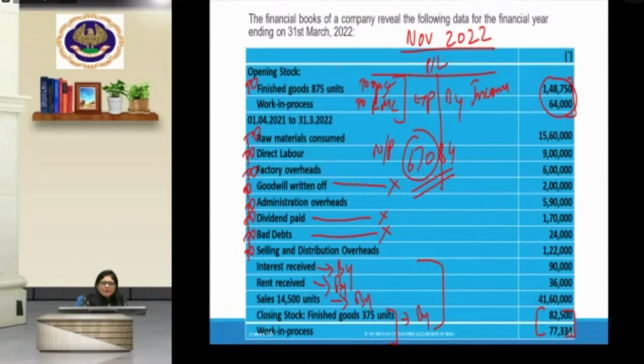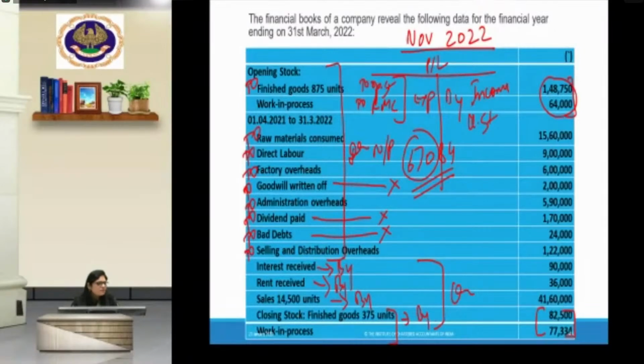All the opening stock and expenses will be debited, and all the incomes and closing stock will be credited. Opening stock and expenses are debited, and incomes and closing stock are credited. All right. Net profit is 67084.